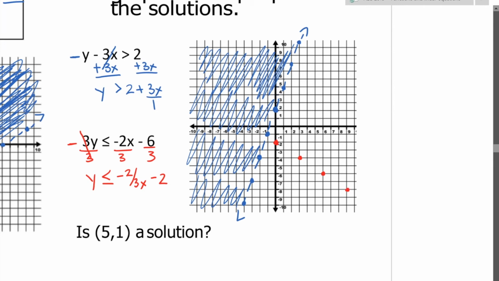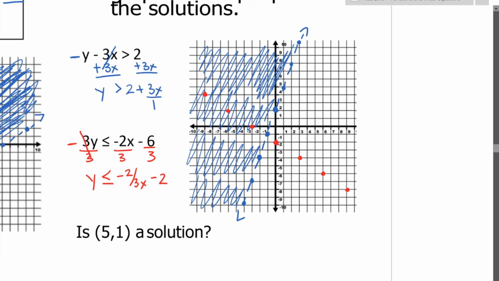Now if I want a dot on the other side, I go up 2, 1, 2, over to the left 3, 1, 2, and 3. One more. Up 2, over to the left 3.